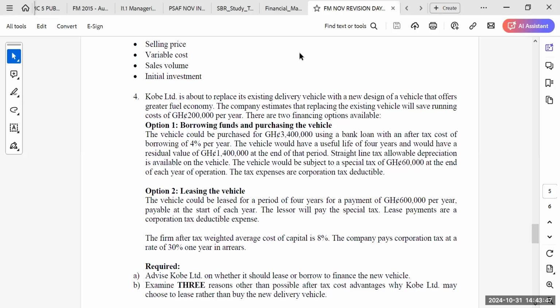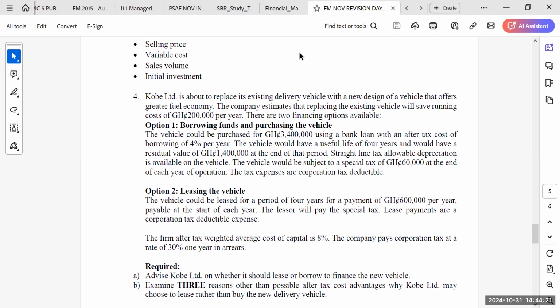The vehicle could be purchased for 3.4 million using a bank loan with an after-tax cost of borrowing rate of 4%. Mostly with the financing option, if you come to lease or buy, we assume that we are financing the purchase with a bank loan. So we use the cost of capital, which will be the bank borrowing rate. So that's what we use.